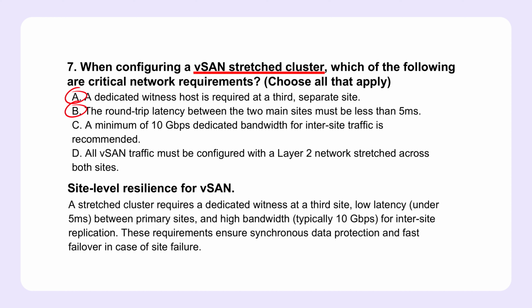Makes sense. Bandwidth? Bandwidth, yes. The recommendation is a minimum of 10 gigabits per second, dedicated just for the vSAN traffic between the sites. You need enough pipe to handle all that replication data. 10 gig minimum. Okay, now what about the network type? Do you have to stretch layer 2 across the sites? That's the common misconception. No, you do not need a stretched layer 2 network.